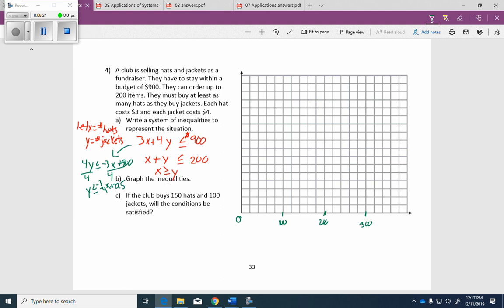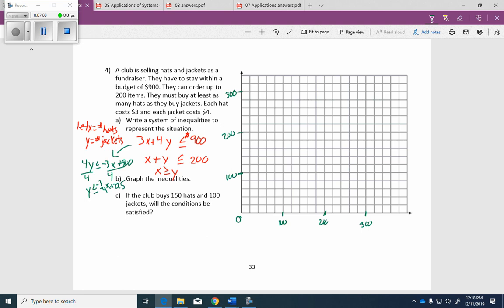20, 40, 60, 80, 100. 20, 40, 60, 80, 200. 20, 40, 60, 80. You know what? I changed my mind. I think I want to go by 25s. I don't care. I'll just leave it. 25s might have been better since this crosses at 225, but we'll deal with how it is.